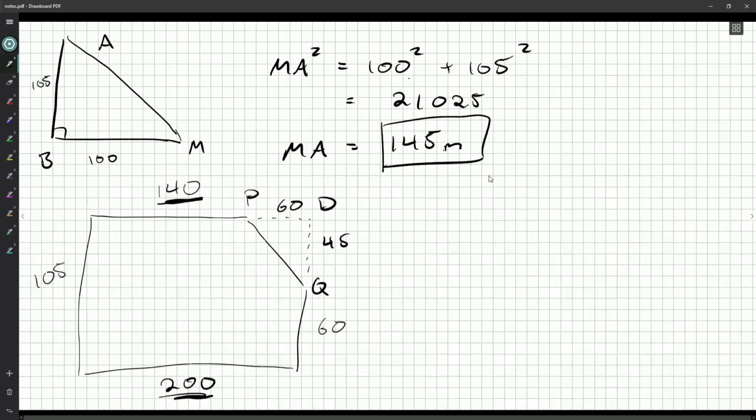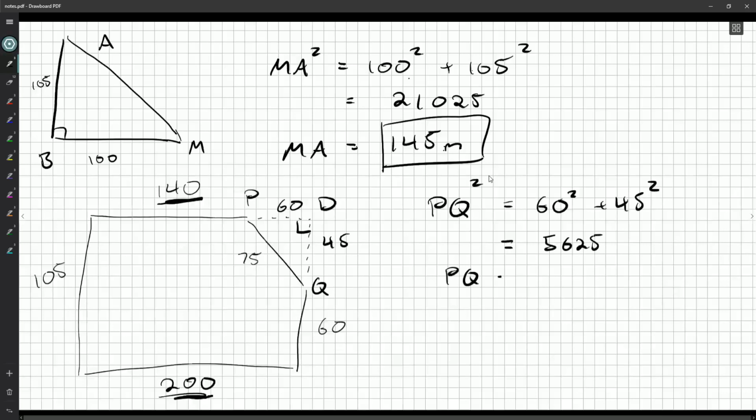This is a 3, 4, 5 triangle. And so this is going to be 75, but we can figure it out, again, by Pythagoras. PQ squared is 60 squared plus 45 squared. As long as you have the picture clearly labeled, you don't actually have to explain your calculation of 60, as long as it's correct. Well, I wrote down the numbers the first time, so we'll write them down again. They add up to 5625, and when I square root that, PQ is 75.